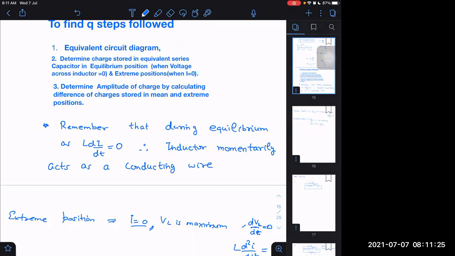Therefore, the inductor momentarily acts as a conducting wire. Is that okay? All right. This is very important, because it saves a lot of time and a lot of work. You know how easily we are able to get the equilibrium charge by this. It saves a lot of time.